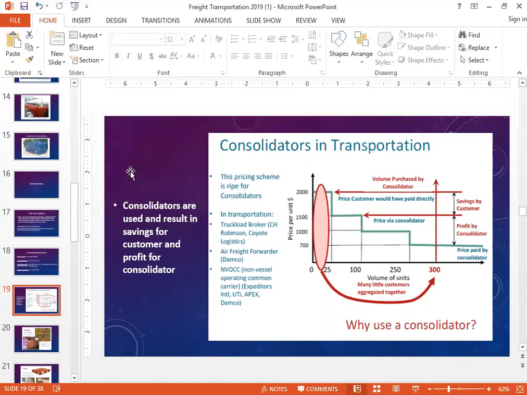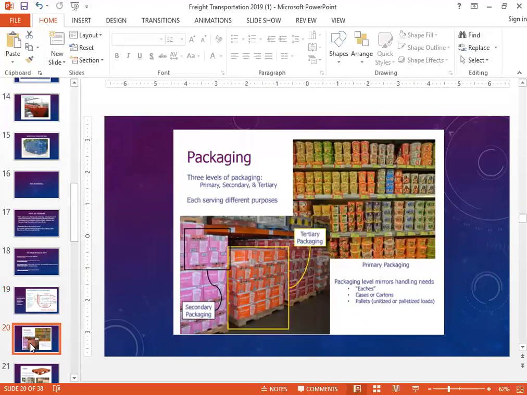So again, if you want to learn a little bit more about the pricing and how all of that works, there's more information on this slide for you to look at. Okay, now I'm throwing a lot of terminology your way. I understand that, but if you are in supply chain management, if you are interested in transportation, all of this is very important information for you.